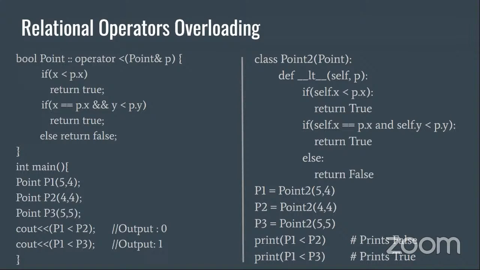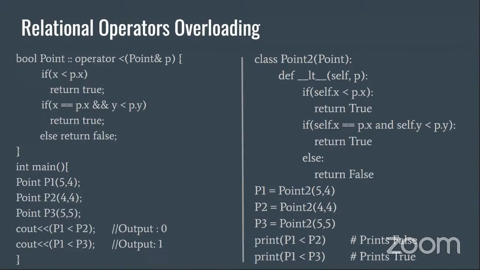Now when we call the less than operator, when we do P1 less than P2, it will compare the point P1 with P2, and P2 will be passed to the point ampersand P parameter. Since the point P1 is not lesser than P2, it will output 0 or false. And since P1 is lesser than P3, it will output 1.